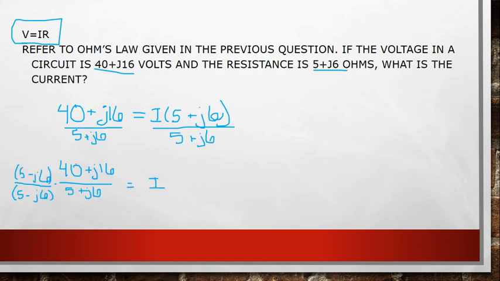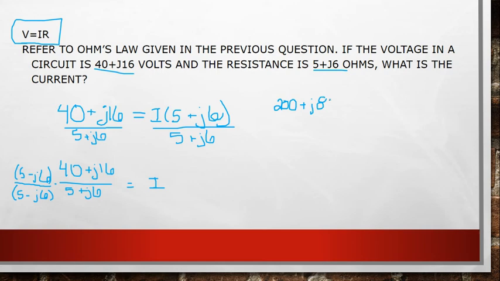So now I need to multiply that out in FOIL. So if I do 5 times 40, that gives me a 200. And then if I do my outers, 5 times j16 gives me a positive j80, minus j6 times 40. 6 times 40 gives me a 240. Minus j6 times plus a j16 gives me a minus j squared 96.